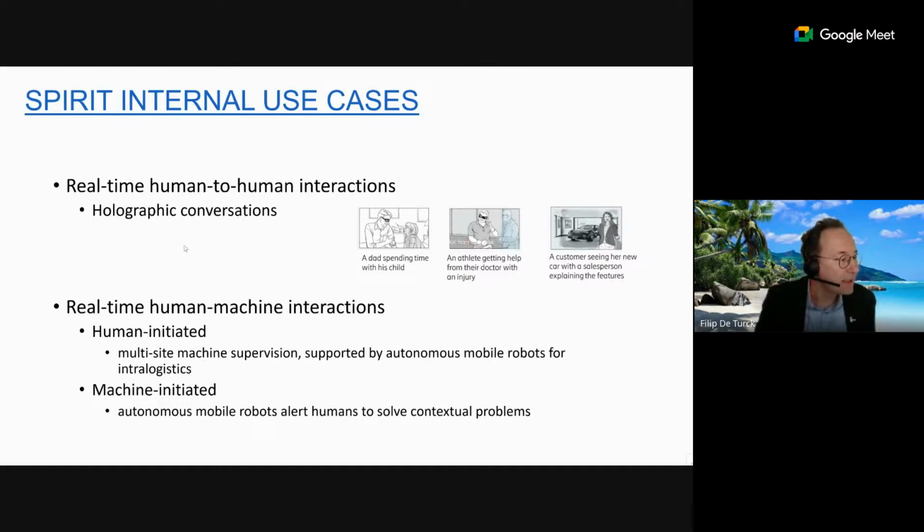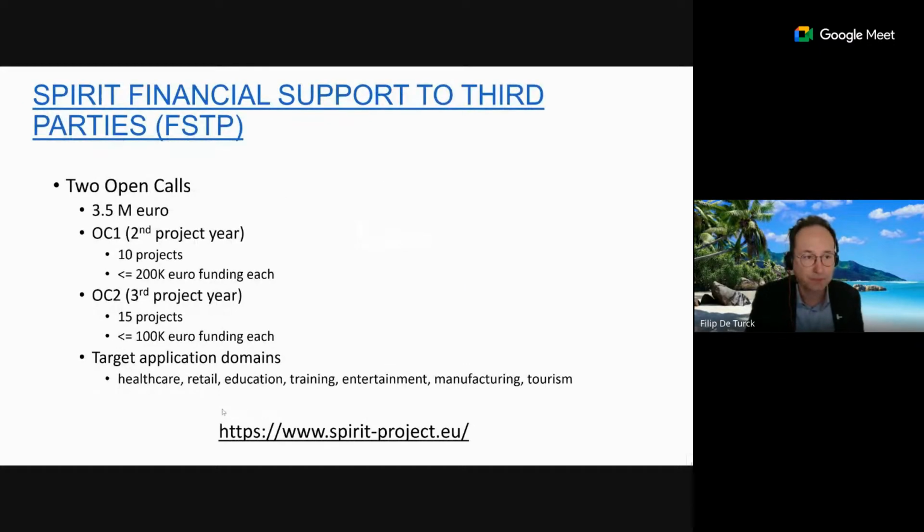And there are two options. Either these are human-initiated, so then a human requests a mobile robot to take up a task, for instance, to supervise factory plants. So you give the robot a specific task, and then the robot takes care of this task. It can also be machine-initiated. This means that mobile robots are autonomous and they will alert humans when they observe something or they want to solve a contextual problem and they want to have guidance. Then they contact the humans.